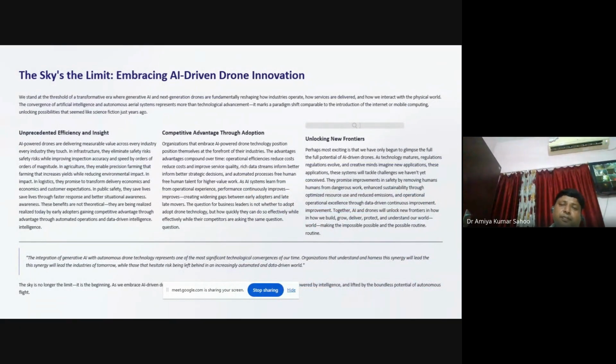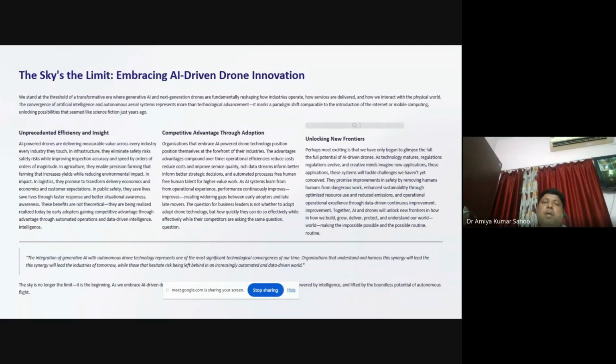Dear friends, the sky is the limit, but by embracing AI driven drone innovation, which promises unprecedented efficiency and insight, competitive advantages through adoption, and unlocking new frontiers. As our topic says, it is only about the application of drones with the help of Gen AI for the next gen.